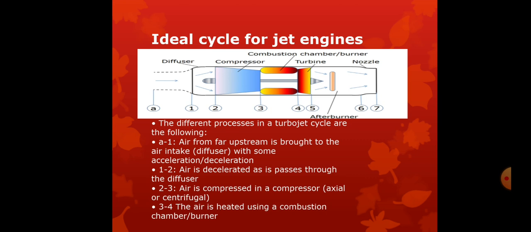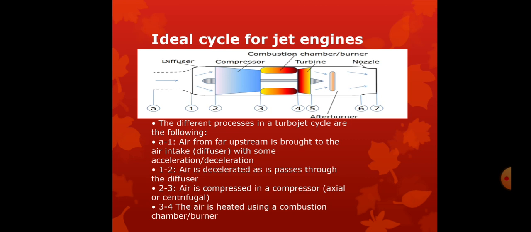So the different processes in a turbojet engine cycle are as follows. From A to 1, air from far upstream is brought to the air intake, that is the diffuser, with some acceleration or deceleration. From 1 to 2, air is decelerated as it passes through the diffuser. From 2 to 3, air is compressed in the compressor, that is an axial or centrifugal compressor.